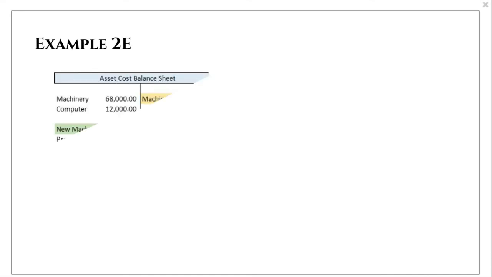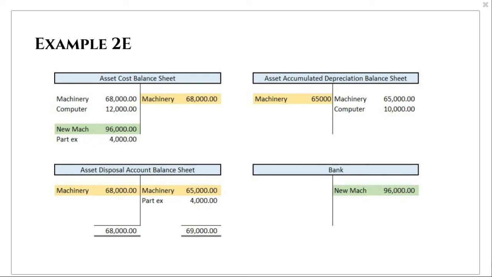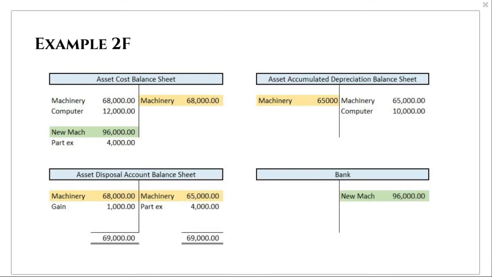So next we need to account for this part exchange of £4,000. So we're going to credit the asset disposal account with £4,000, and we're going to debit the asset cost account with £4,000, so that the total cost of that asset sat in our accounts is now £100,000. Now, if you have a look at the asset disposal account, you'll see that actually we've got more on the right of that account than we do on the left. So we've actually got £69,000 on the right compared to £68,000 on the left. So what that's telling me is that I actually have a gain on disposal, and the gain is £1,000.